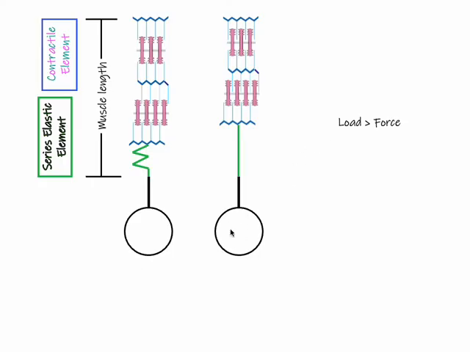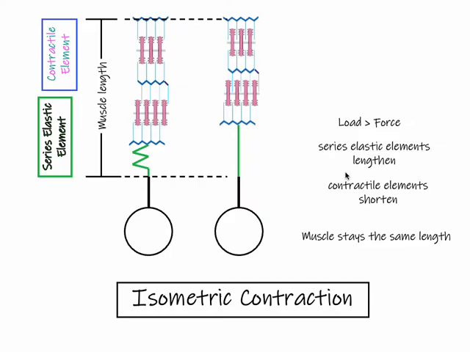So if the load here is greater than the force that this muscle can create, then we stop here. This is referred to as an isometric contraction. So we are creating tension, our muscle is contracting, but the overall muscle length is staying the same length.